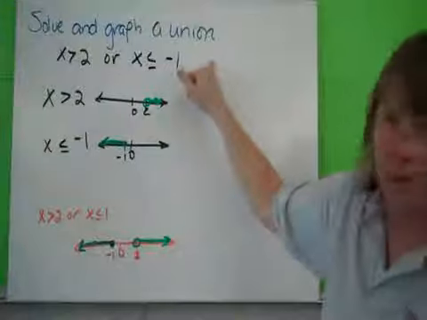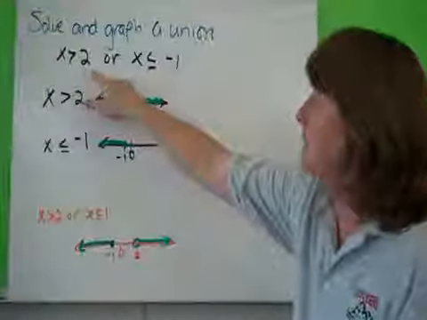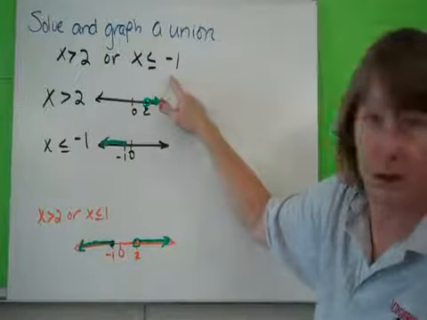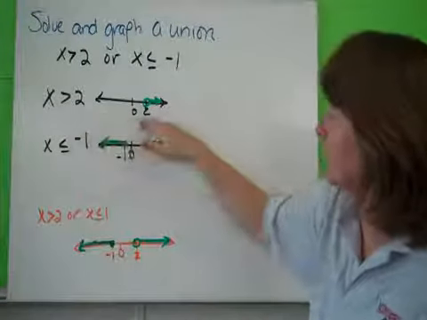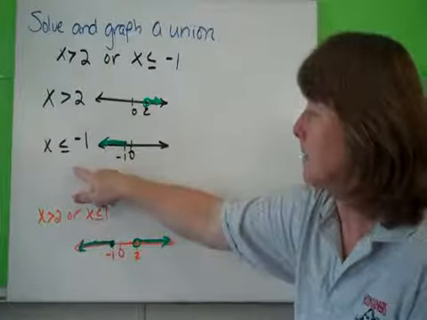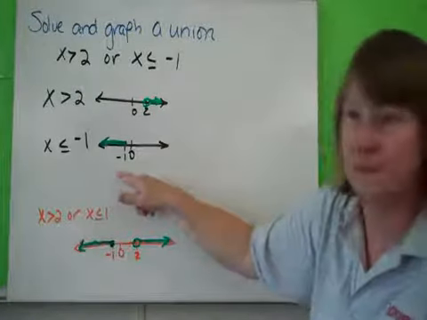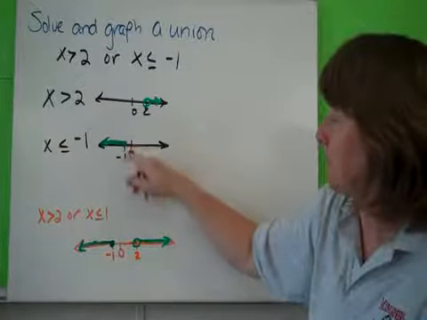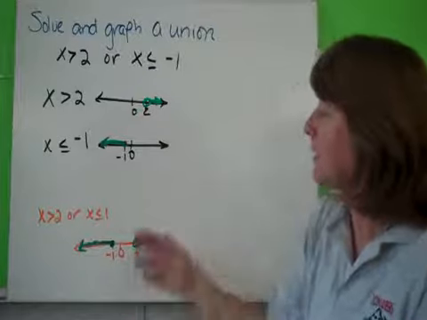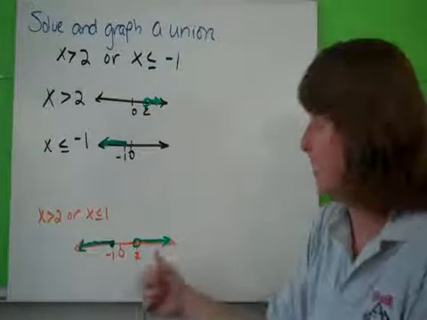To solve and graph the union, here we have x is greater than 2 or x is less than or equal to -1. If we graph x is greater than 2, we have the circle and it goes this direction. X is less than or equal to -1, and this time it is a dot and it goes the other way.